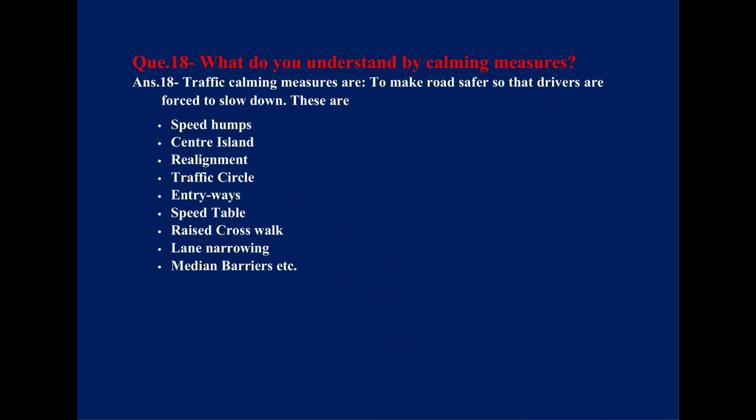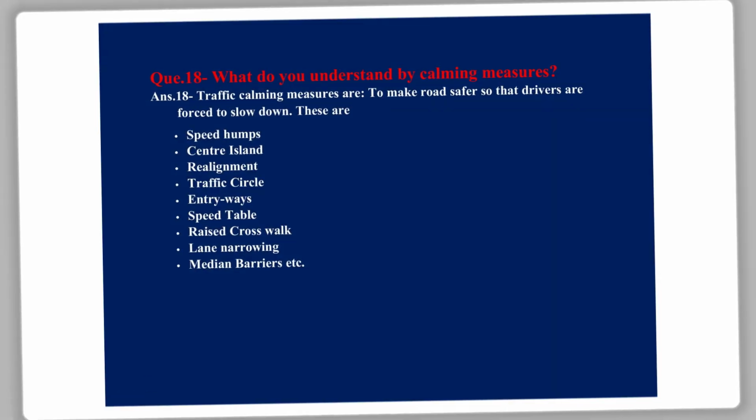Question: what do you understand by calming measures? Answer: traffic calming measures are to make roads safer so that drivers are forced to slow down. These are: speed humps, center island, realignment, traffic circle, entryways, speed table, raised crosswalk, lane narrowing, median barriers, etc.